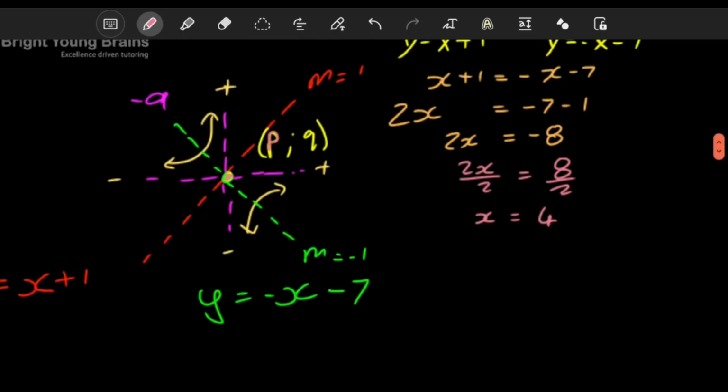The next bit here, we can already see they say we should show that q is equal to a negative 3. So obviously we've gotten the x value where they meet. We just need to get the y value where they meet, or rather, oh, negative 4.